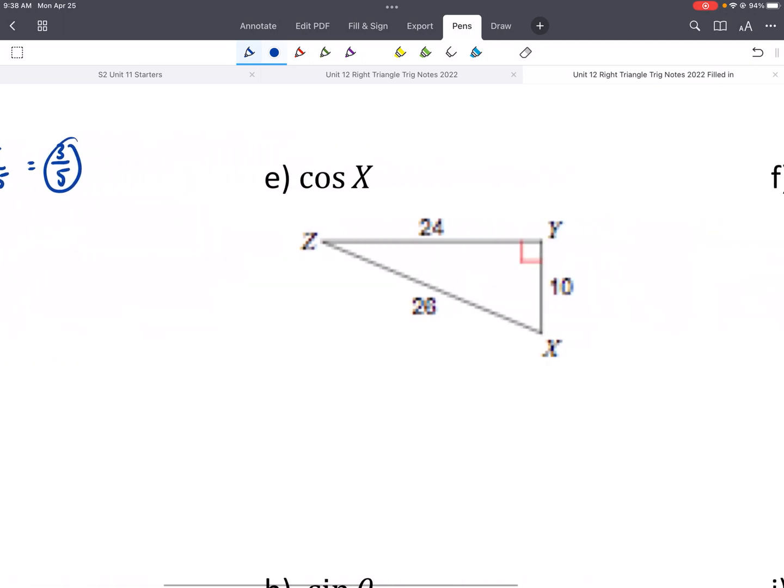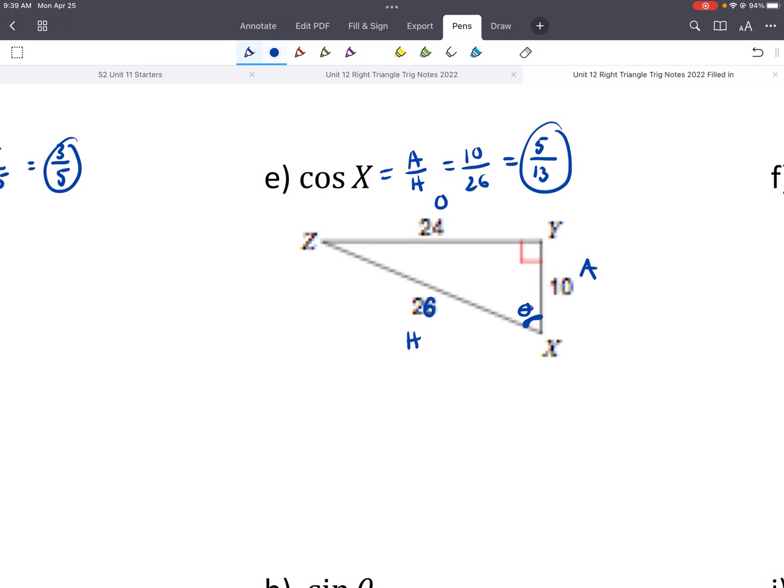Okay, cosine of x. So here's our reference angle. This would be H, O, and A. Cosine, so CAH. So we would do A, which is 10, over H, which I think is 26. It's kind of hard to see. If you did 28, that's fine too. Okay, and then we can simplify that. It looks like 2 goes in, so we can do 5 over 13. And I think that would be it.